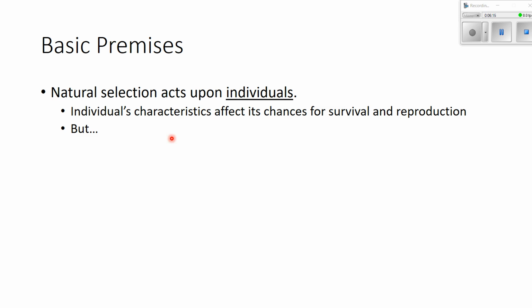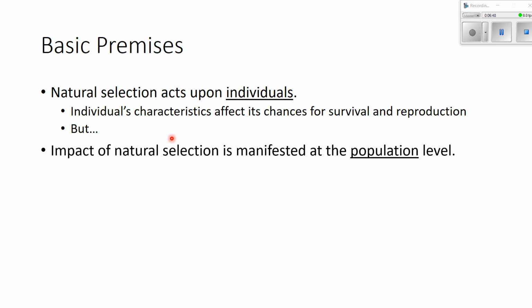Now, as we've discussed before, natural selection acts upon individuals, right? Natural selection determines which individuals live longer, reproduce more successfully. Natural selection calls out the organisms, the individuals that are not as adapted to live, survive, and reproduce. It's the individual's characteristics that affect its chances for survival and reproduction. But the impact, the result of natural selection is manifested not on those individuals, but on the population as a whole.